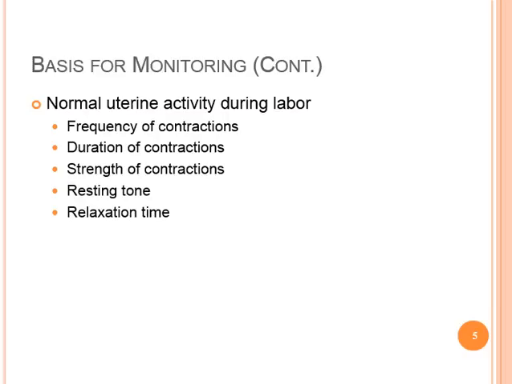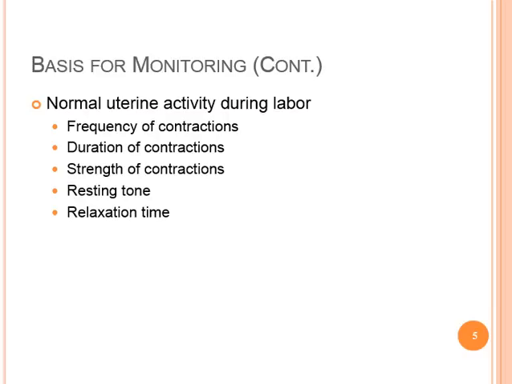Now, the resting tone. The average resting tone during labor is 10 millimeters of mercury. If using palpation, it should palpate as soft. So the resting tone is the tone of the uterus when it is not contracting. Relaxation time. Relaxation time is commonly 60 seconds or more in the first stage and 45 seconds or more in the second stage. So this is the interval between the contractions.